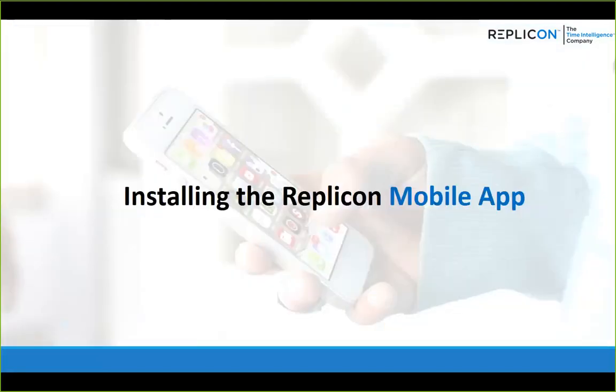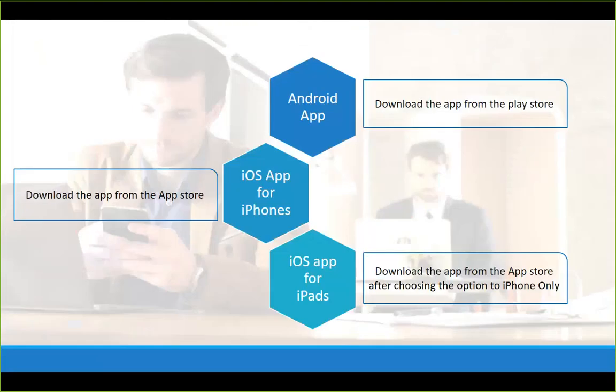Installing the Replicon mobile app. There are three ways that you can actually have your mobile apps installed. One, of course, on the Android platform, where you can download it from the Play Store. The other one is from the App Store for the iOS platform. And if you're using iPads, you can have your apps downloaded on the iPads as well. But the only thing that you have to choose on the top left-hand corner, where you see iPad only, you'll have to change that to iPhone only. I'll show you that when we go into the demo for today.